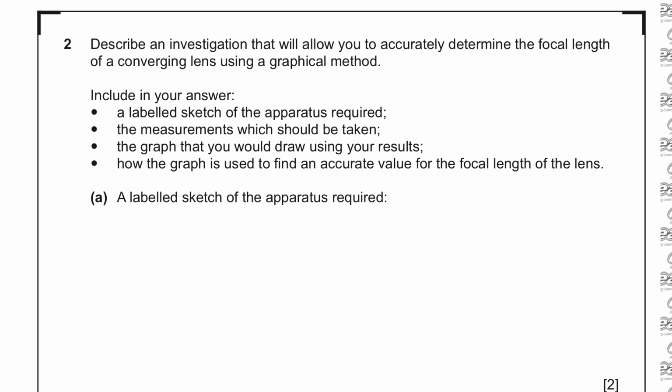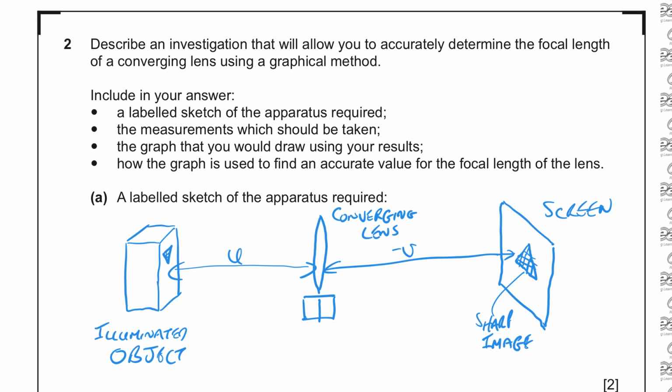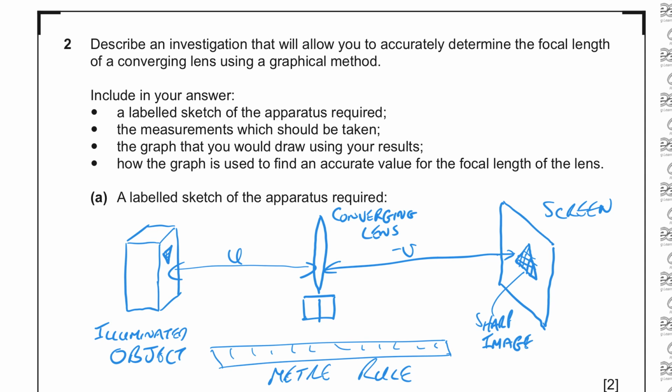Okay, so a sketch of the diagram. So remember with the accurate version you want to take lots of u's and v's, so you have like an illuminated object and some kind of screen and your lens in between. So you've got your illuminated object. So you've got your converging lens, you've got your screen, and you move these until you get a sharp image, and then you're obviously going to need to have some kind of meter stick or something for measuring u and v. So something along these lines for your apparatus.